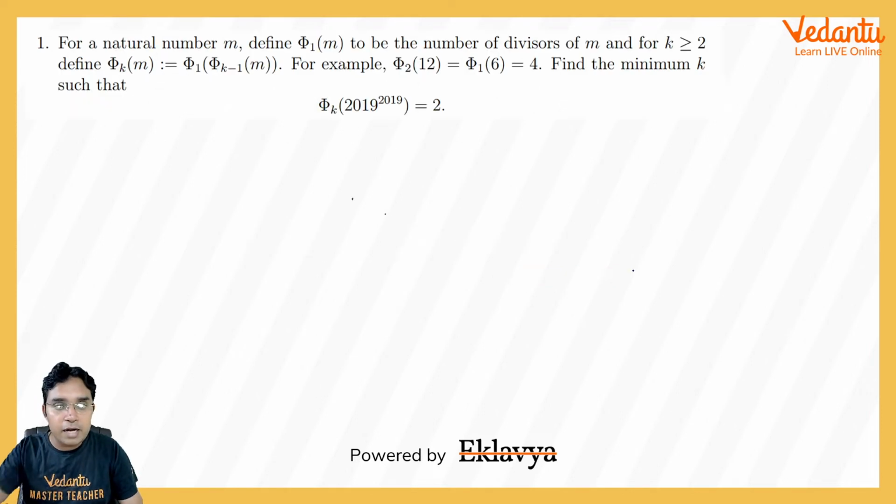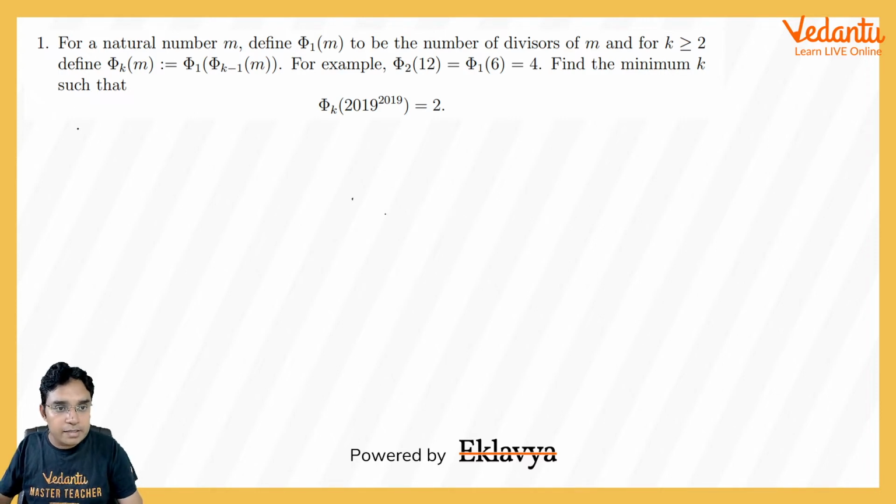Okay, so let us start with the first question, in which we are given, for a natural number m, phi 1 m is the number of divisors of m, and for k greater than or equal to 2, define phi k m is equal to phi 1 of phi k minus 1 m. For example, phi 2 12 is equal to phi 1 6 is equal to 4. Then find the minimum k such that phi k of 2019 raised to the power 2019 is equal to 2.